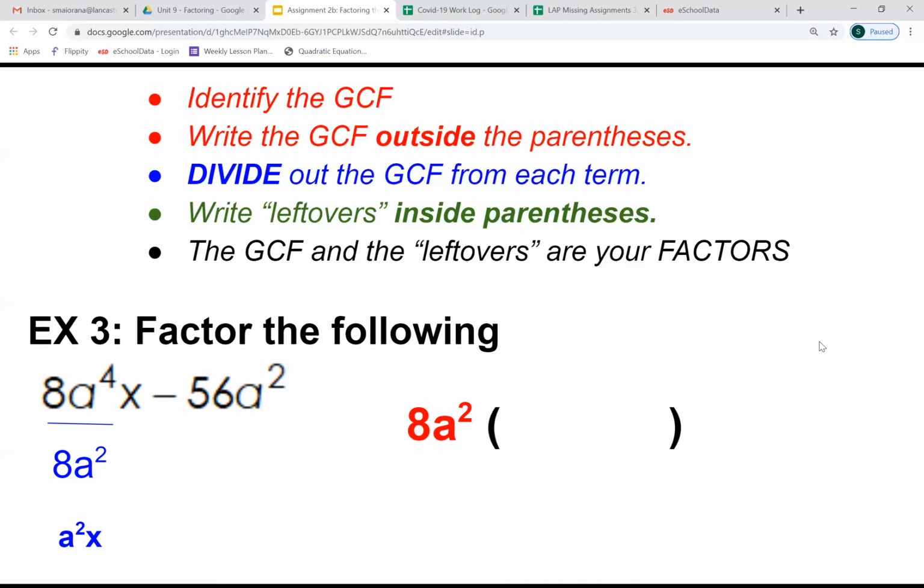The next term, the negative 56a squared, when I divide that by 8a squared, the a squareds cancel. Negative 56 divided by 8 gives me a negative 7. So make sure you're paying attention to whether it's positive or negative. So then when I put those leftovers, what I got when I divided out, into the parentheses, I'm going to have a squared times x minus 7.